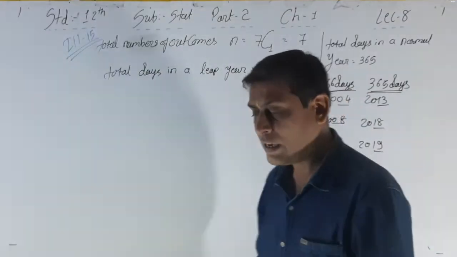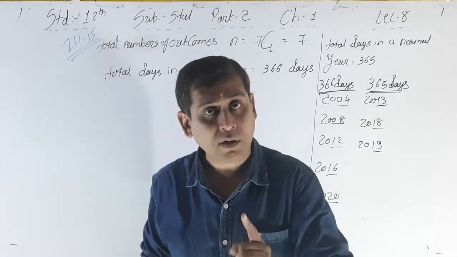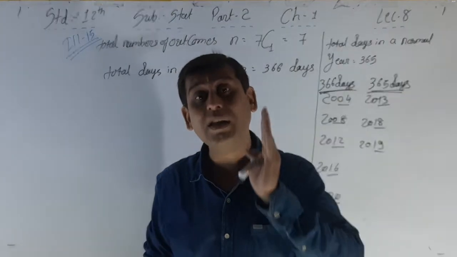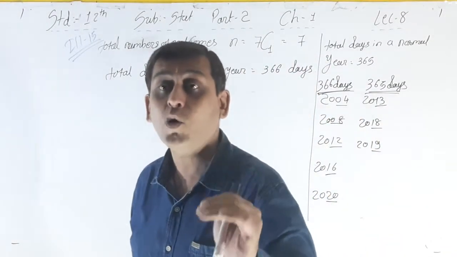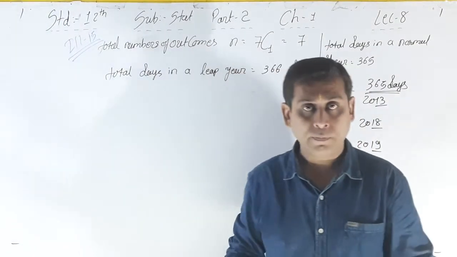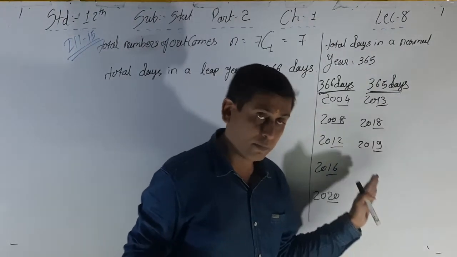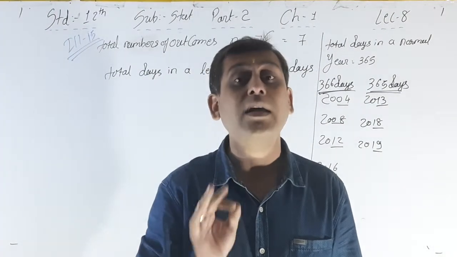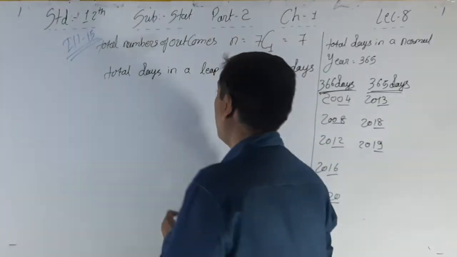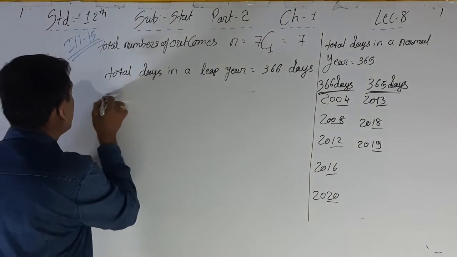Now in 1 week, how many Thursdays are there? Only once. So how many weeks are there? The answer is 52 weeks are there compulsory in each and every year, in a normal year or in a leap year. Minimum 52 weeks are there. How? See, this is not your answer, this is just for your calculation.